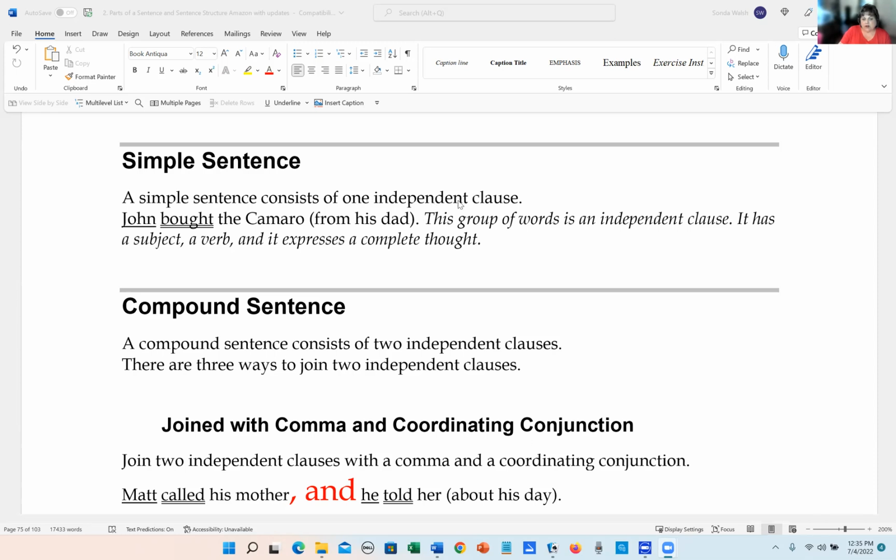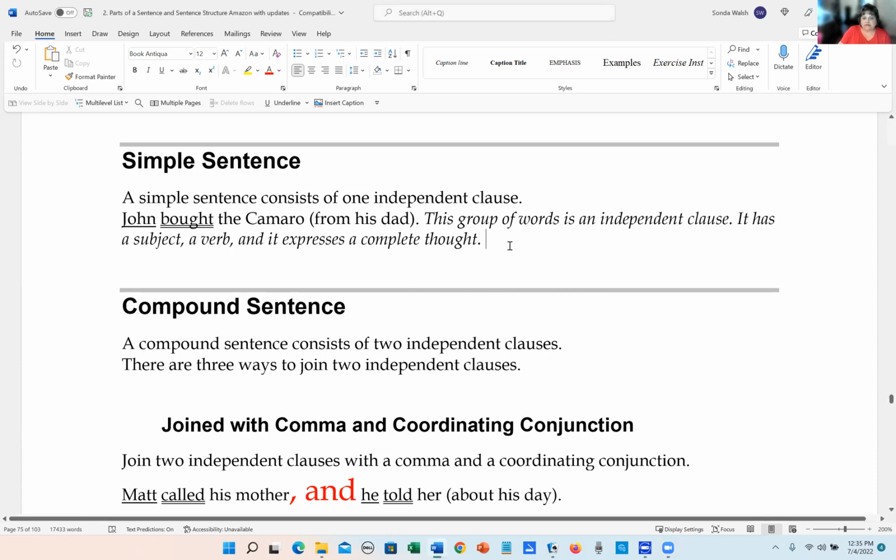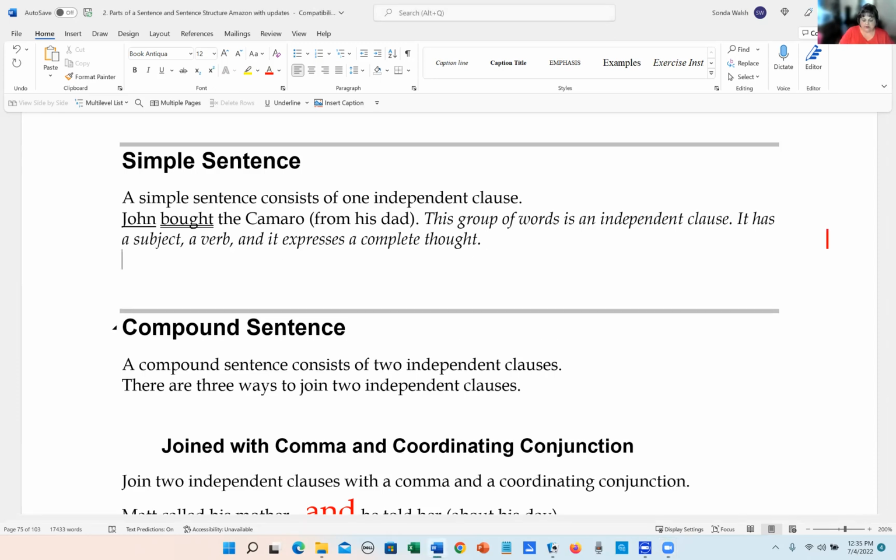All right, so the first type of sentence we have is a simple sentence, and that consists of one independent clause. For example, John bought the Camaro from his dad. This group of words is an independent clause. It has a subject, a verb, and expresses a complete thought. So you can say, and if you're taking notes, that one simple sentence is the same as one independent clause.